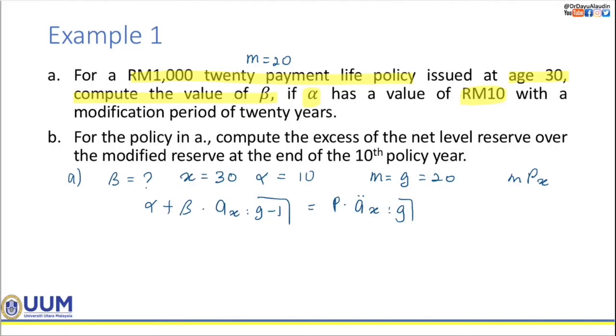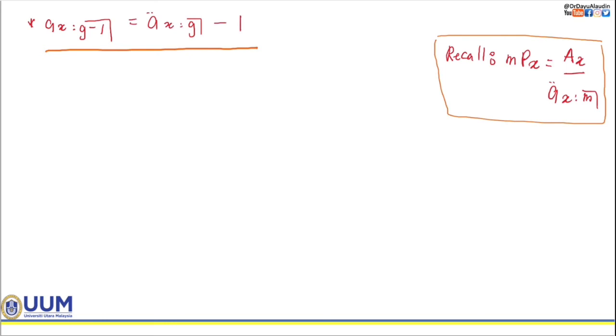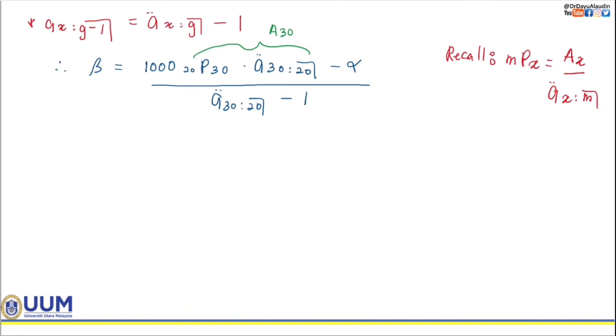So this is G. G also 20. So we use this formula, alpha plus beta times the annuity equals the premium times the annuity due. So we simplify this equation in terms of beta and we get this equation. Now look at this one. Annuity immediate can be written in terms of annuity due. And MPX that we covered last semester for the net level premium. So MPX is the insurance divided by the temporary annuity. So now we can calculate the equation.